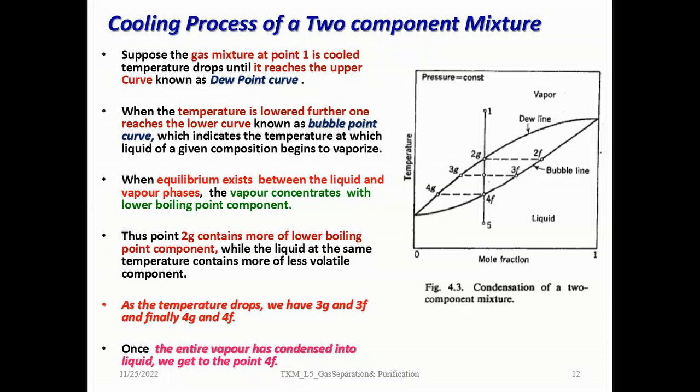0 will represent the pure nitrogen and 1 will represent the pure oxygen. Okay, 0 to 1 means the mole fraction of oxygen gradually increases from 0 to 1. At the same time, the nitrogen mole fraction decreases from 1 to 0. So let's take a gas mixture at a point 1.